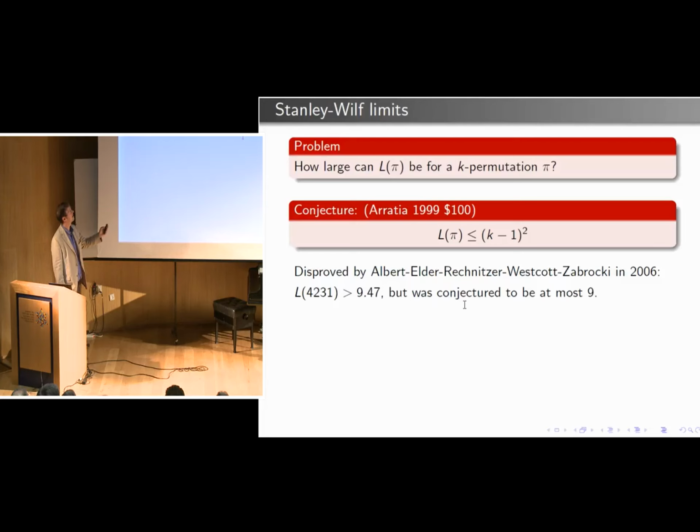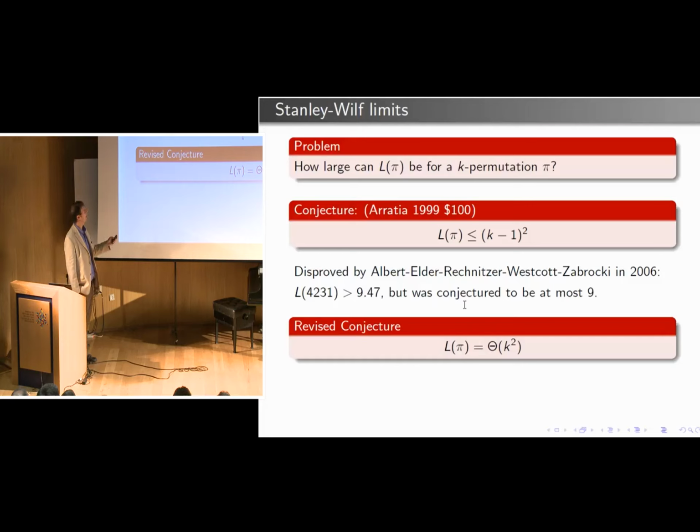So this is not true, but the revised conjecture was that the Stanley-Wilf limit should always be on the order of quadratic in k, for every k permutation pi. And there were much stronger conjectures which implied this. It's not difficult to show that it's at least quadratic in k for every k permutation. But proving it's at most quadratic, well, that was an open problem.